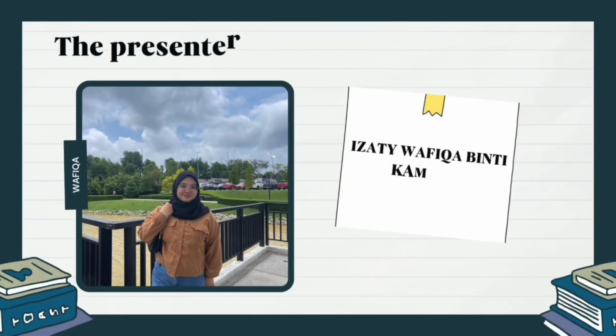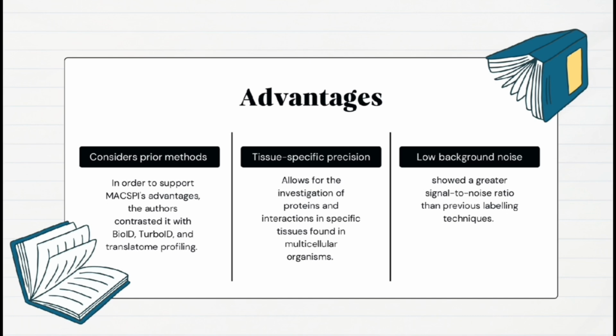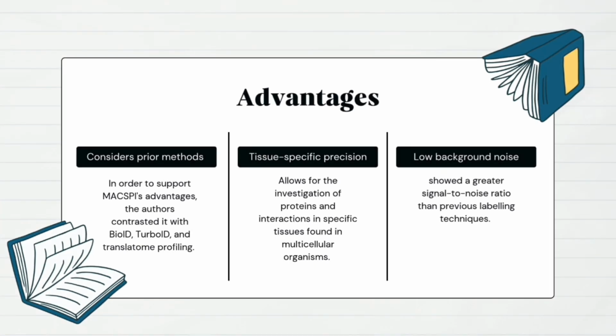Hi, I'm Mizati Wafika. I will present about advantages and disadvantages. First things first, let's talk about the advantages of MACSPI. It is considered a pioneering method. In order to support MACSPI's advantages, the authors contrasted it with PRIO-ID, TurboID, and translatome profiling. Next is tissue-specific precision. This method allows for the investigation of proteins and interactions in specific tissues found in multicellular organisms. This method also has low background noise. MACSPI shows a greater signal-to-noise ratio than previous labeling techniques.